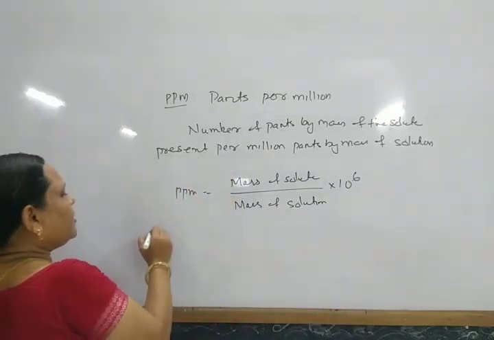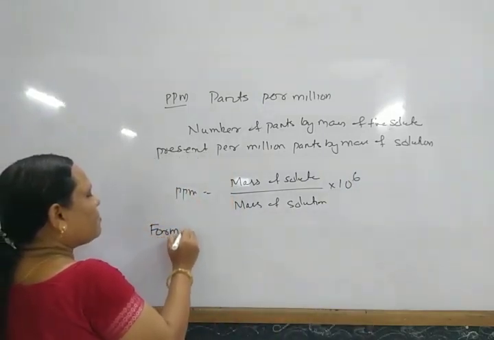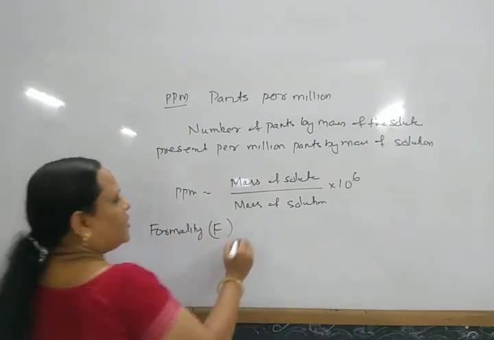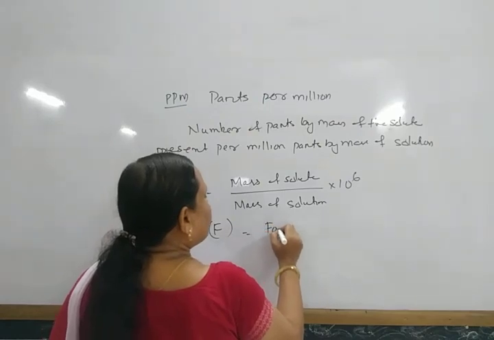Next, another term, that is formality. This is represented as F. This is the formula mass of solute.